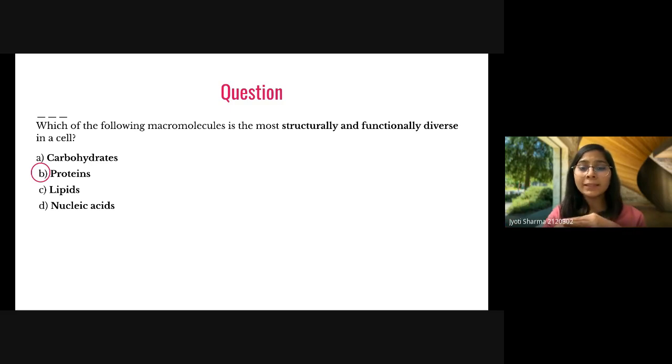And the function is very different. Protein can help us for the catalytic activity, for the enzyme activity, for the transporters. So it is very diverse structurally and functionally. So this is a very important macromolecule that we have in the cell, and that is protein.